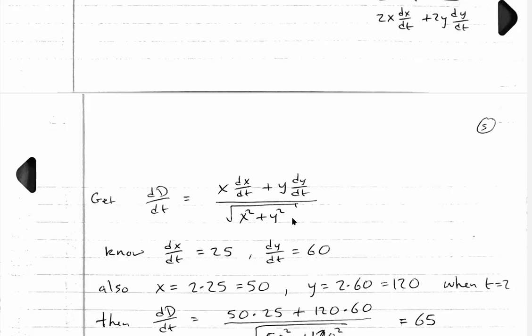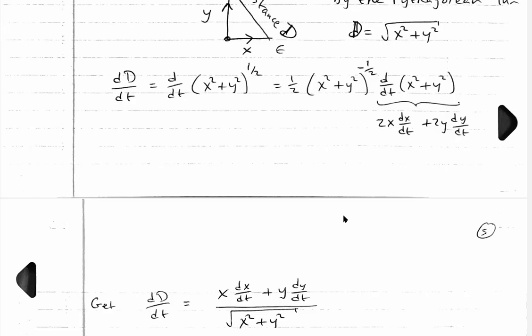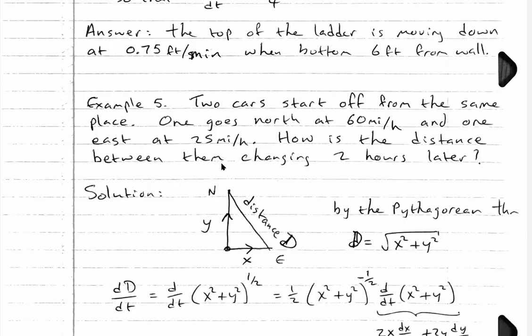And this is our formula relating all the rates. dx/dt, that's the speed of the car going east. dy/dt, that's the speed of the car going north. So we were given those two. They're going at these constant speeds. And what was the question? How is the distance between them changing 2 hours later?